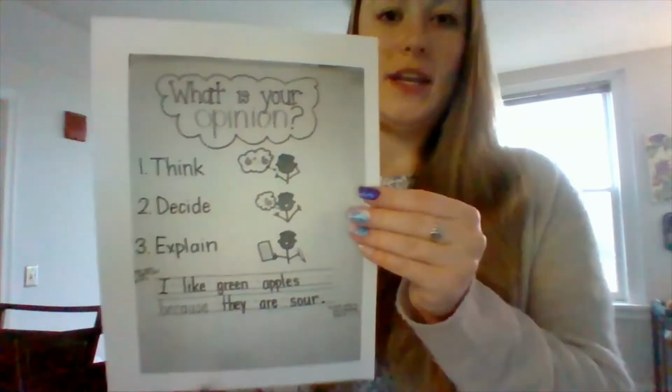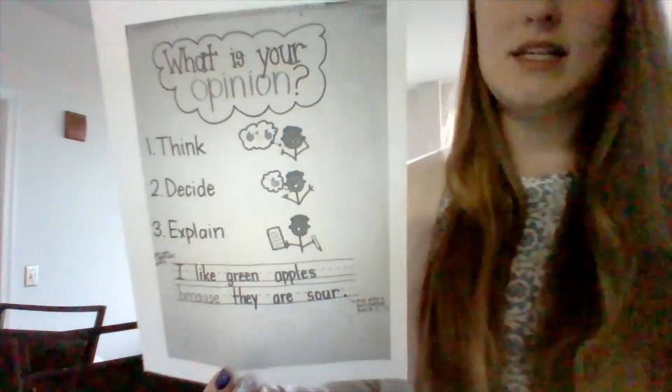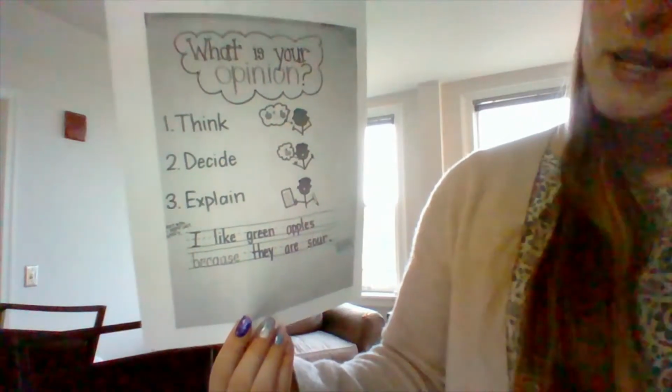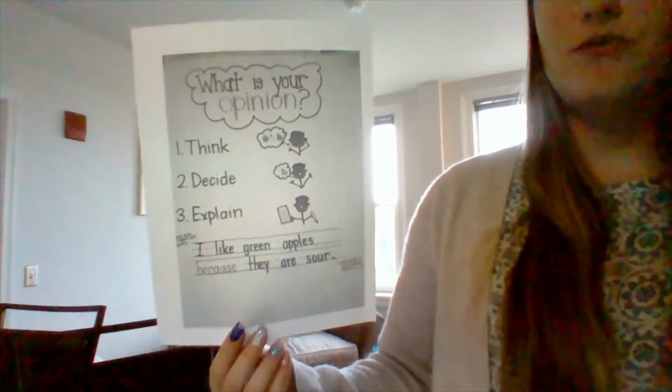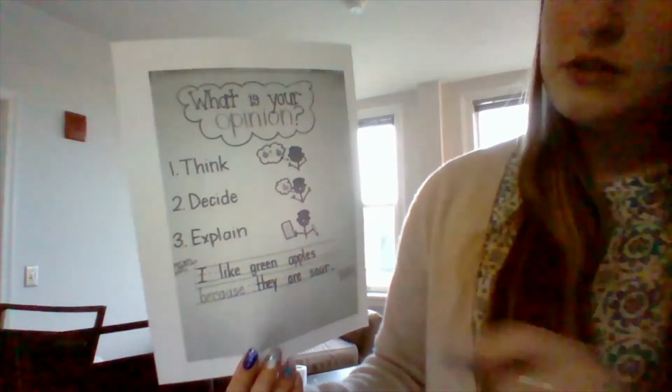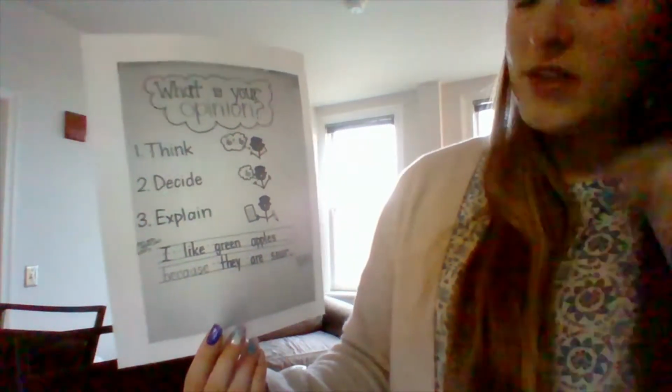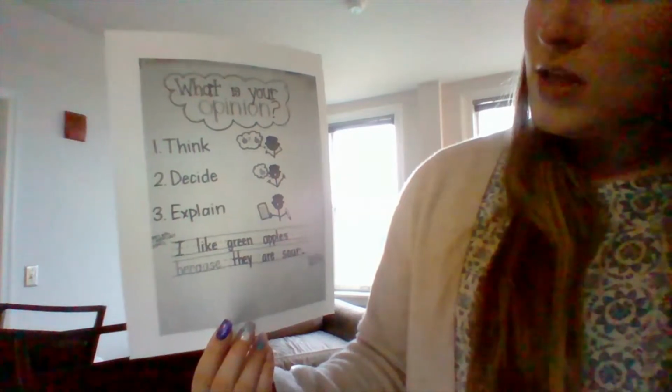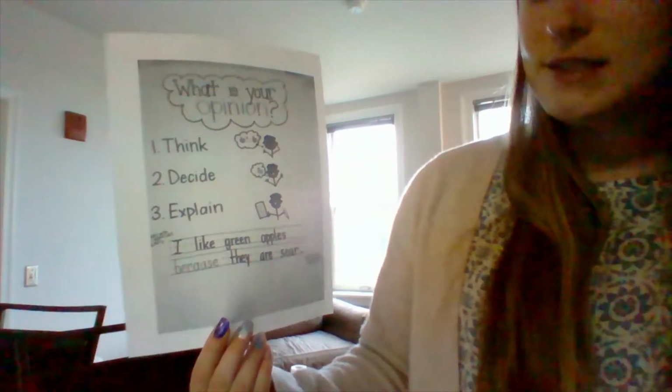I'm going to show you 2 today. There are some more in there, but we'll go over those either tomorrow or Wednesday. The first anchor chart I want you to look at says, what is your opinion? So first thing we have to figure out before we get started: what is your opinion? So the first step, you think about it, you decide what your opinion is, and then you explain it.